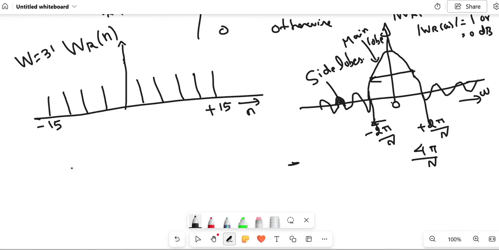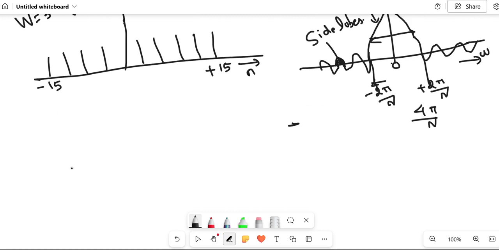So, now we will take one problem. Carefully listen to the steps. Read the question one or two times. Then, what is the filter they asked to design? Here, design a low pass filter using a rectangular window.